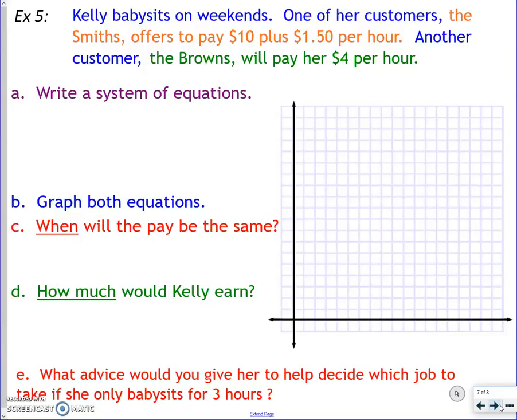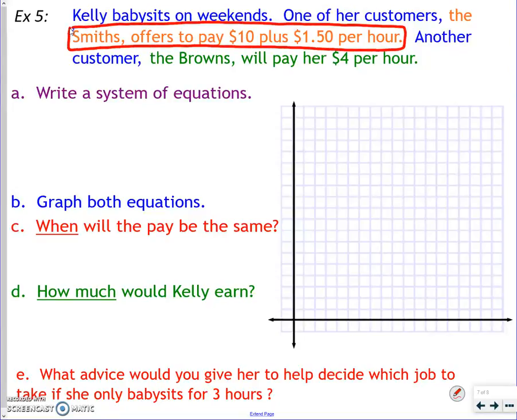Before we get to the other customer, this is the first thing you need to understand. The Smiths is one family. So that is one of our equations. So I'm going to think of this as equation number 1. Remember, we're working with 2 equations in these problems. So now we get to the end.